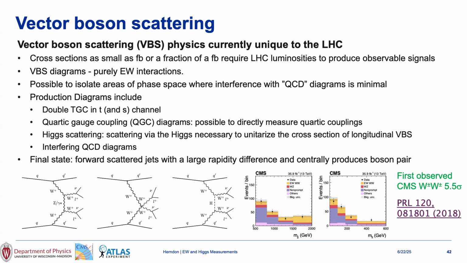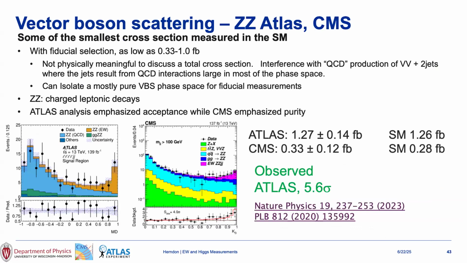We've been analyzing this ever since even the 8 TeV runs of the LHC, but it was first discovered in 13 TeV data and observed in this W+W+ mode, because of its very distinctive signature, by the CMS experiment. So where are we now? We're observing the lowest cross-section processes here. ZZ is the most difficult of these to measure. It has a cross-section with a fiducial selection of something like 0.33 inverse femtobarns.